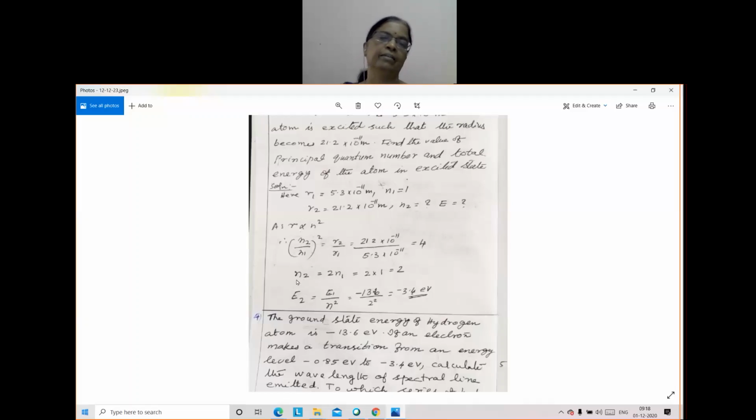Ground state is minus 13.6, n equal to 1. Then n equal to 2. Here we got n2. First excited state means principal quantum number n is equal to 2. So now, n equal to 2, the energy in that state, E2, is equal to E1 by n square. So first, ground state energy minus 13.6 by 2 square. So we get the answer.